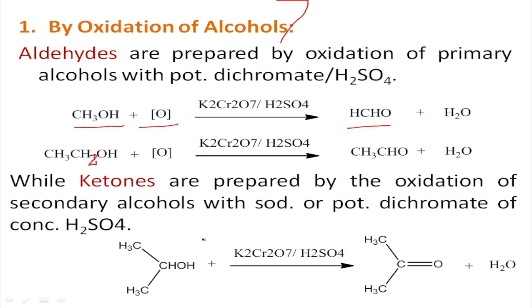Ketones are prepared from secondary alcohols. Why secondary? Because this carbon carries two carbon groups, so it needs a secondary alcohol. So secondary alcohol on oxidation reaction gives a ketone: 1, 2, 3, dimethyl ketone or acetone.